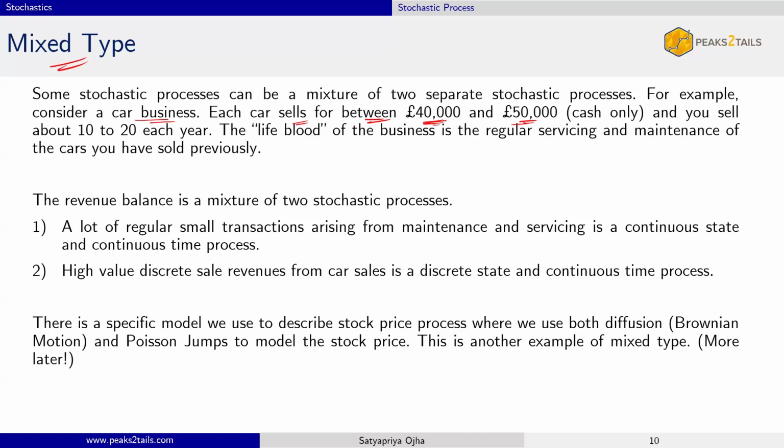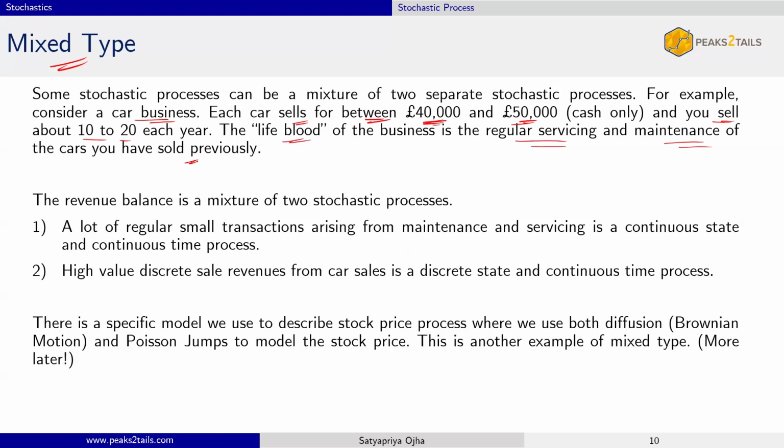So high price, low frequency, which is a source of revenue, right? Sale, revenue from sale of the car. But in parallel, you sell, let's say, about 10 to 20 each year, because you are a luxury brand. On the other hand, the lifeblood of the business is the regular servicing and maintenance of the cars that you already sold. The cars that you have sold so far, they are coming to you for maintenance.